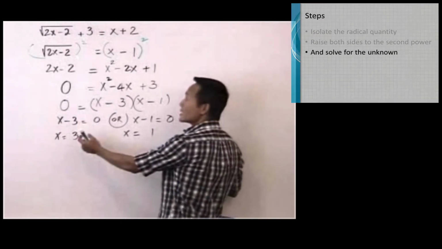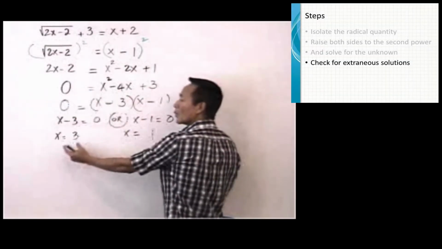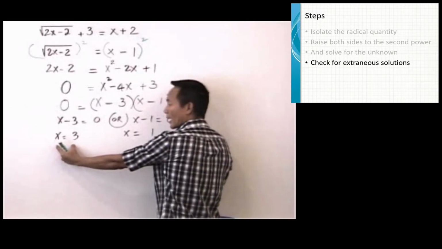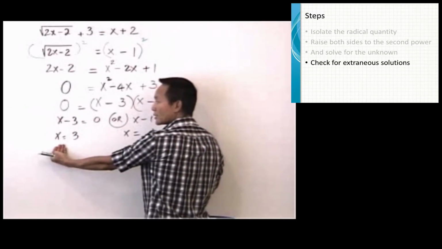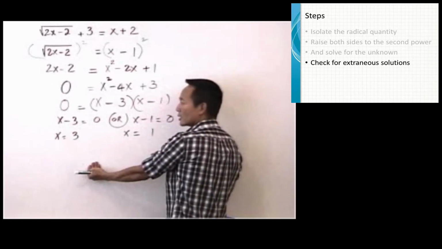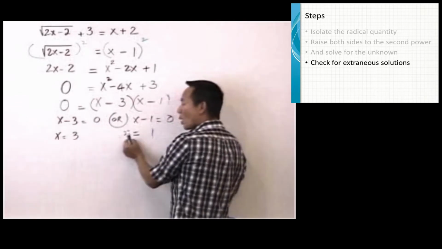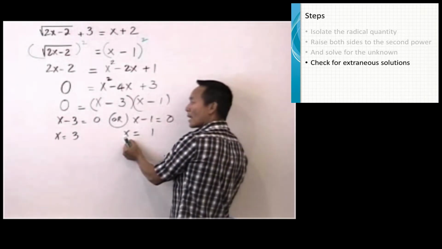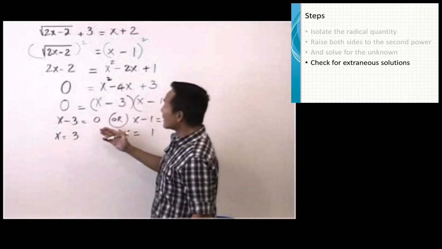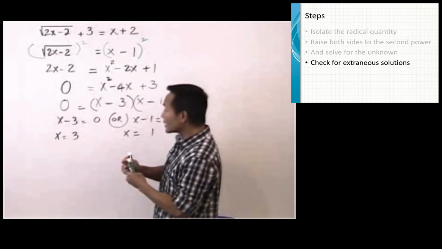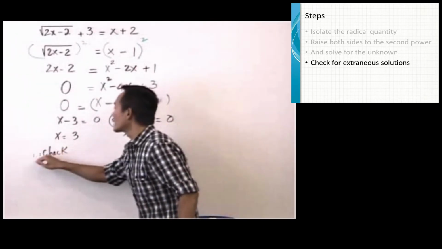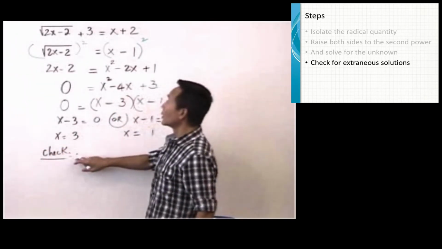Now, since we're dealing with a square root, we have to check for extraneous solutions. Maybe these two would be extraneous. In that case, we don't take them, and we end up with no solution. Maybe one of them is good and one of them is extraneous, or maybe both of them are good. So I am going to check for extraneous solutions. How do you do that? I will show you how to do this real quick, mentally.